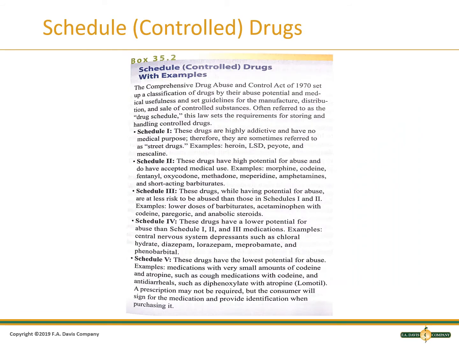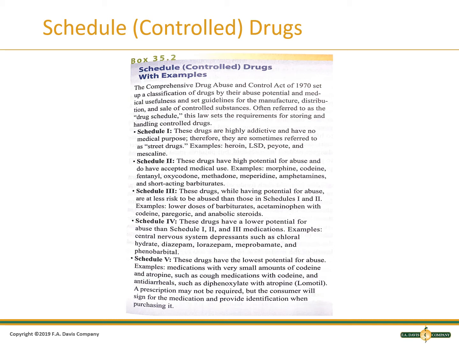In this box, you can see the scheduled drugs with examples. Schedule 1 drugs are highly addictive and have no medical purpose. Therefore, they are sometimes referred to as street drugs. For example, heroin, LSD, etc. Schedule 2 drugs have high potential for abuse and do have accepted medical use. For example, morphine, codeine, fentanyl, oxycodone, and methadone, etc.